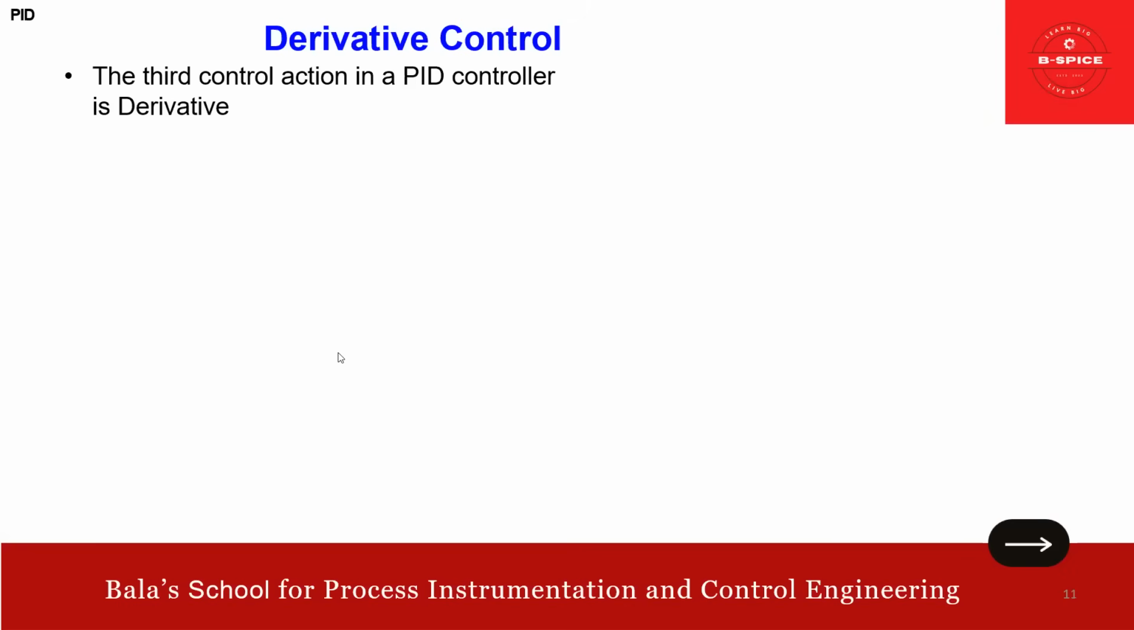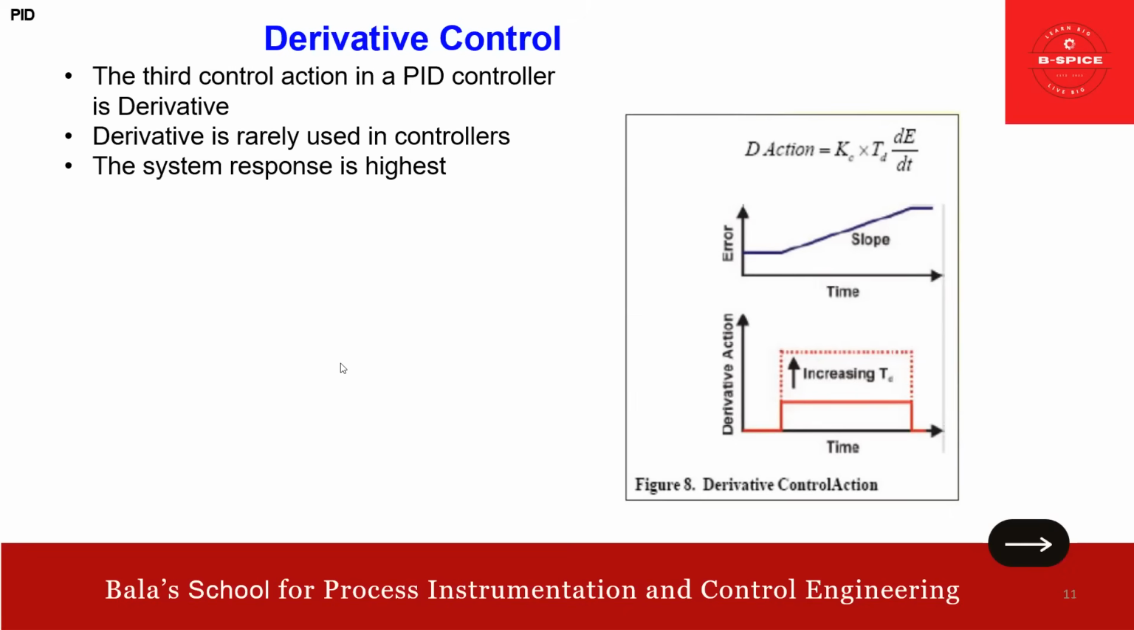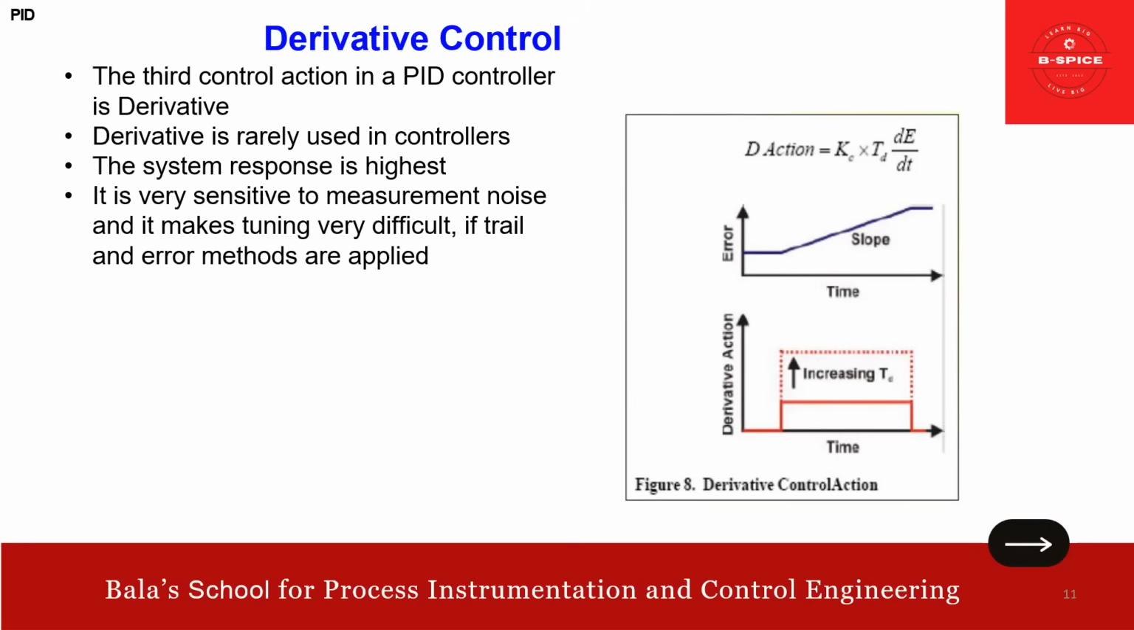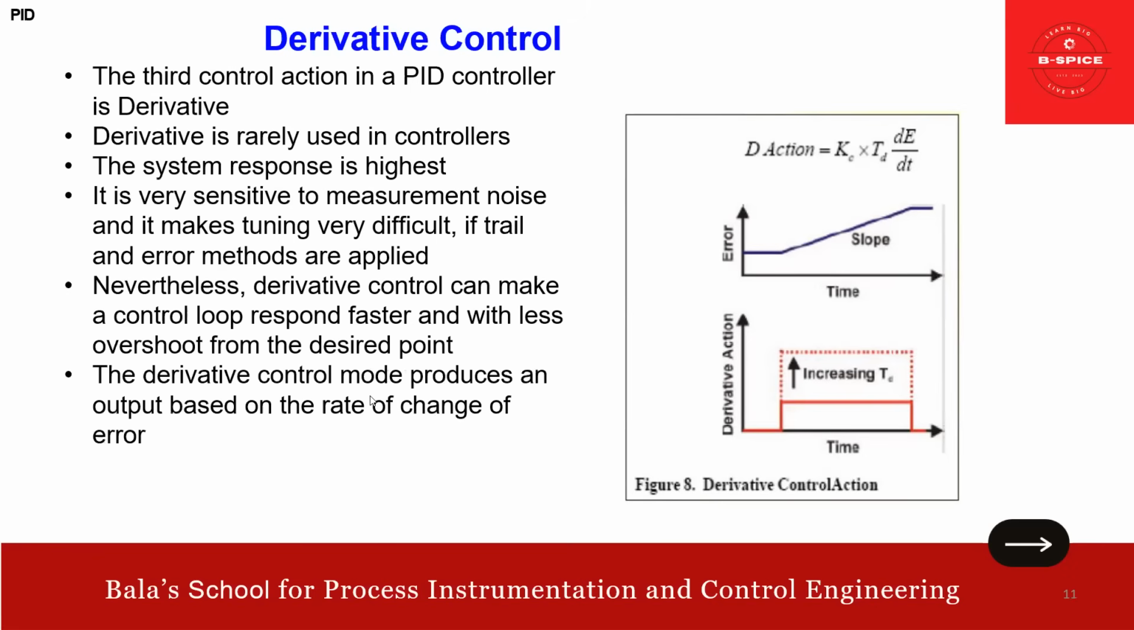Now we have the derivative actually. See, the third action is the derivative. Okay, as you can see here, basically this is rarely used in controllers. Okay, so the system response is highest actually. It's very sensitive to the measurement noise and it makes tuning very difficult, and trial methods are applied. Nevertheless, derivative action can make a control loop respond faster. So that is the point. If you want a faster response, go for a derivative, okay? And with less overshoot from the desired set point.